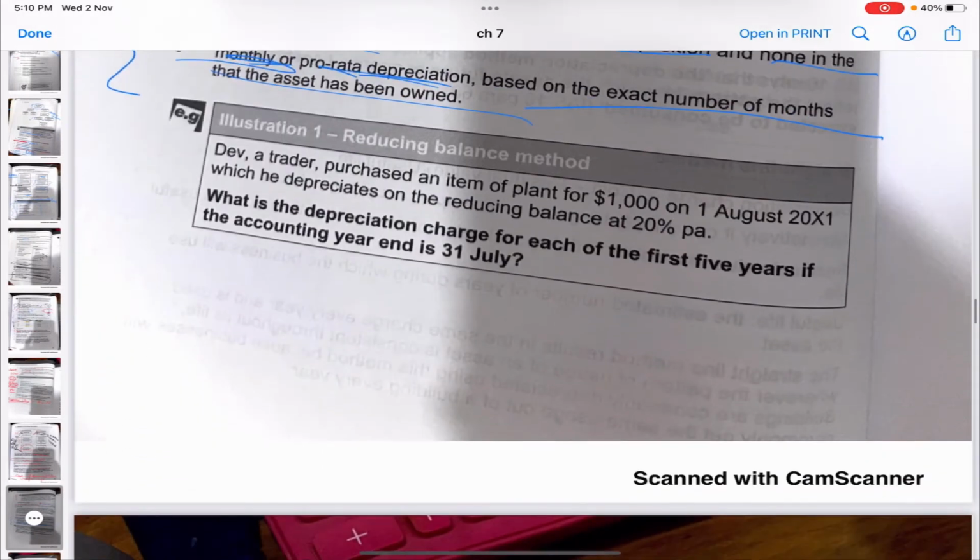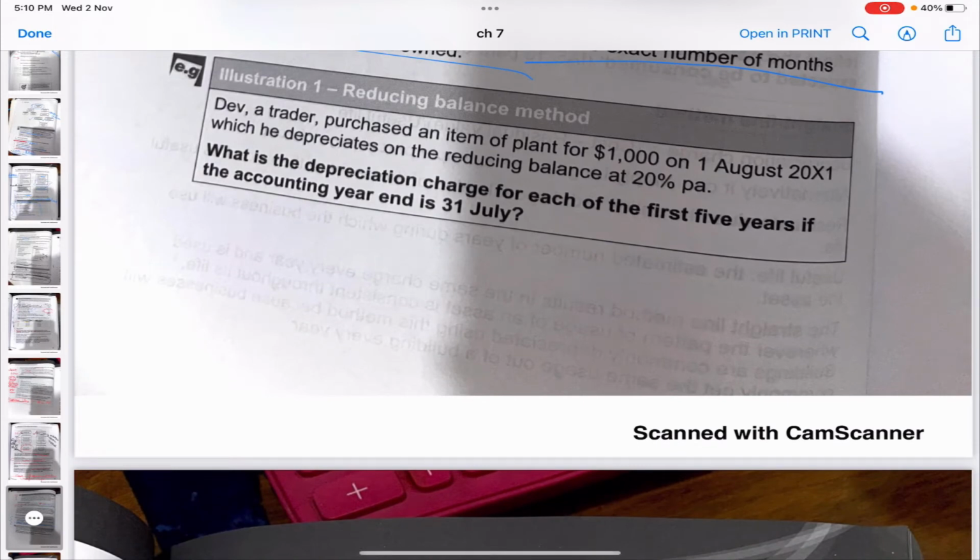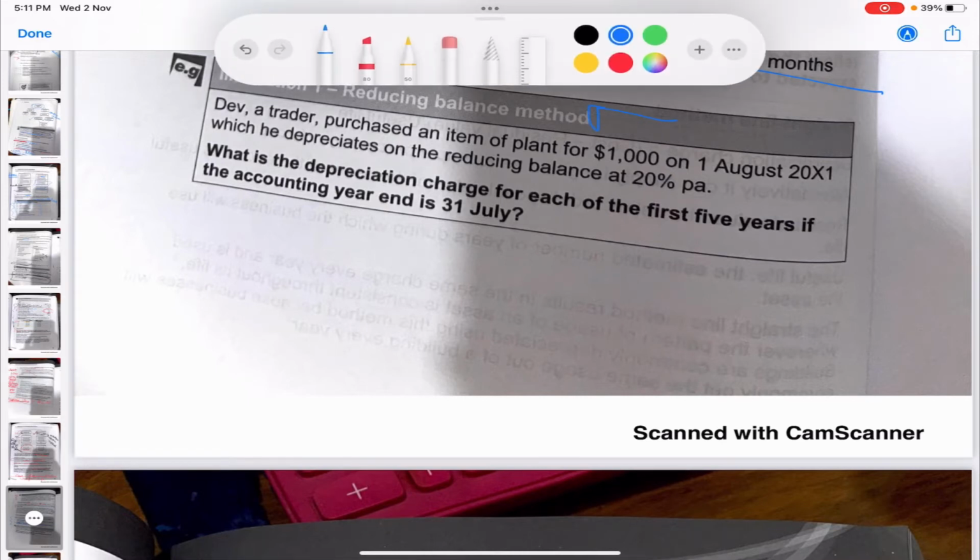So this is the reducing balance method. You know the reducing balance method now. Dev, a trader, purchased an item of plant for 1000 on 1st August 2001, which he depreciates on the reducing balance at 20 per annum. What is the depreciation charged for the first 5 years, if the accounting year end is 31st July? So they have already told us that the accounting year ends on 31st July.